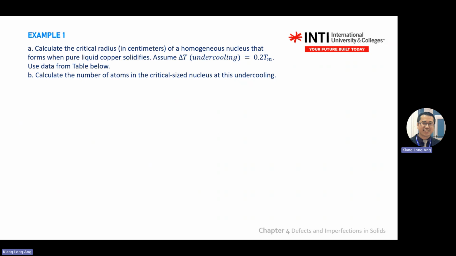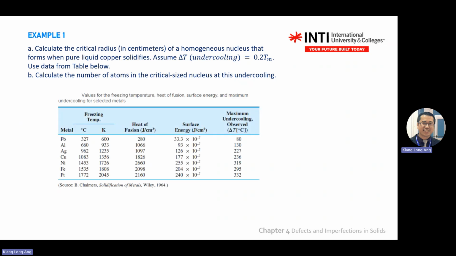Assume delta T undercooling is 0.2 Tm. Tm is the melting temperature. Use data from the table below. So from the table below, you are looking at pure copper. Which one is copper? This one. So you're using freezing temperature, this one. Heat fusion, this one. Surface energy, this one. Maximum undercooling is this one. Then calculate the number of atoms in the critical size nucleus at this undercooling.